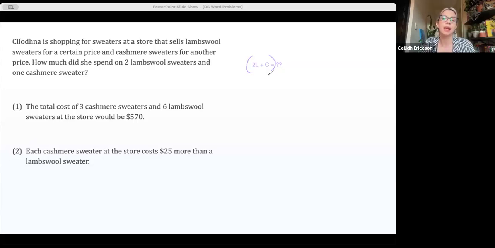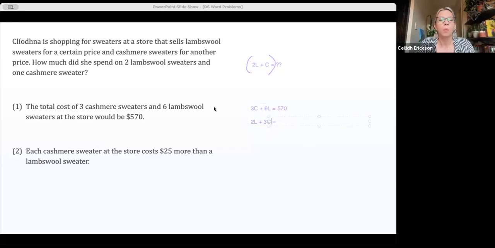So when I'm looking at the statements, I'm seeing, can I get to that relationship without maybe solving for the variables individually? And if we look at the first one, 3C plus 6L equals some number. Can I turn that into this? Yeah, if I just rearrange my L and C and then divide through by 3, I'm going to get a 2L plus 3C equals whatever 570 divided by 3 is.